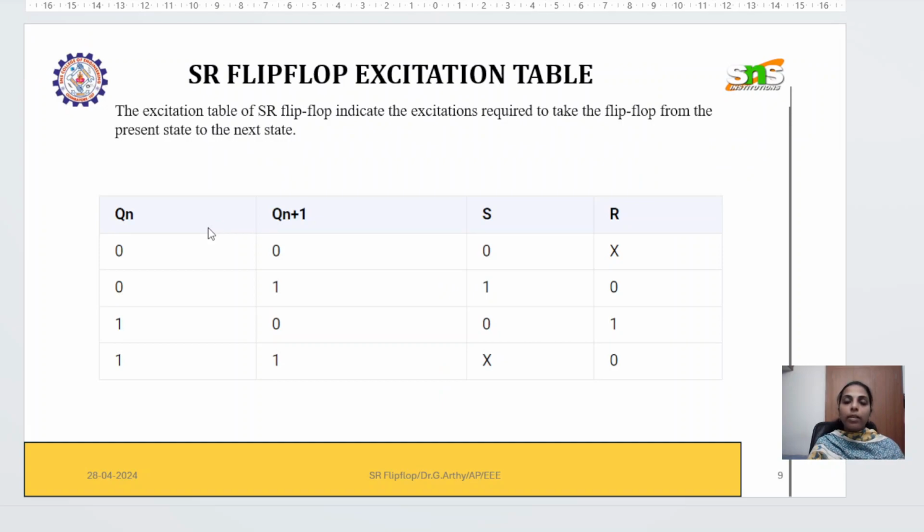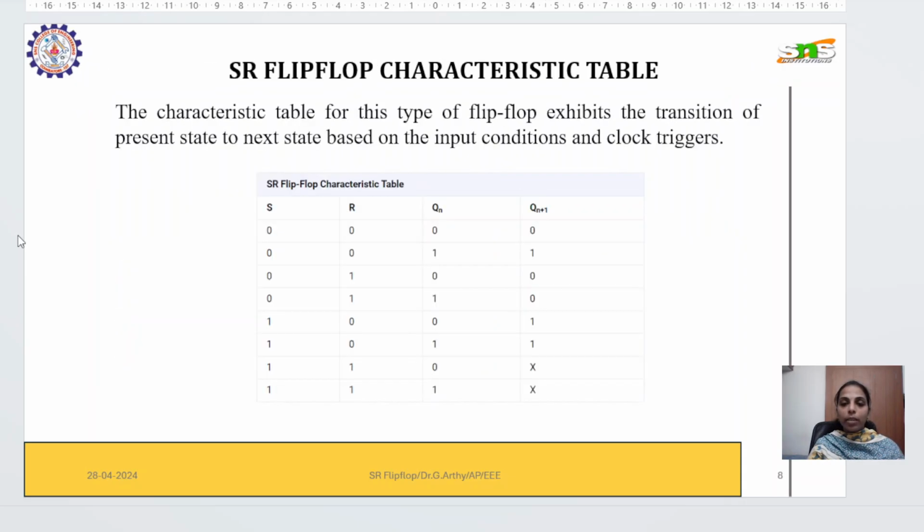This is the excitation table of a flip-flop. This excitation table is very important in designing counters and other circuits. The excitation table is one which states that when the present and next states are given, what will be the inputs. So this is derived from the characteristic table.